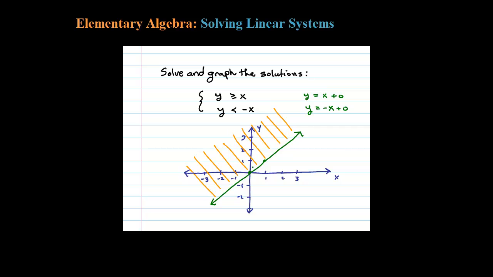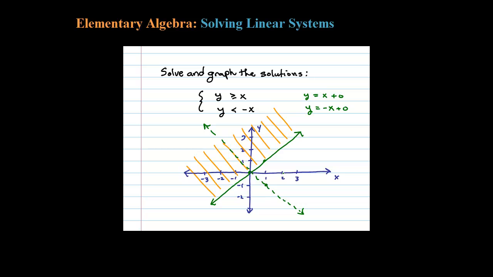Again, 0, 0, the origin is the y-intercept. This time the slope is negative 1, so we'll rise negative 1 and run 1, down 1 over 1. But this time, notice, I'm going to use a dotted line, indicating that the ordered pairs on the actual line are not going to be part of the solution.